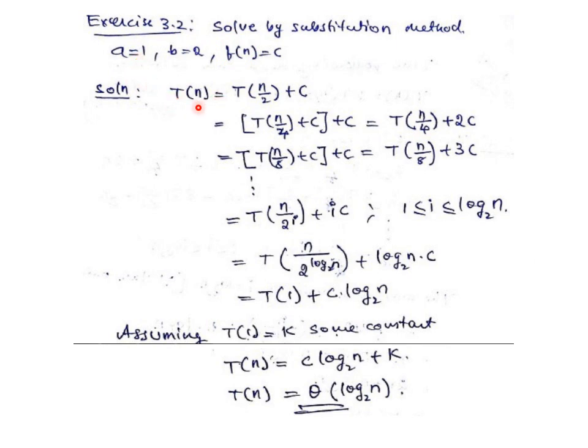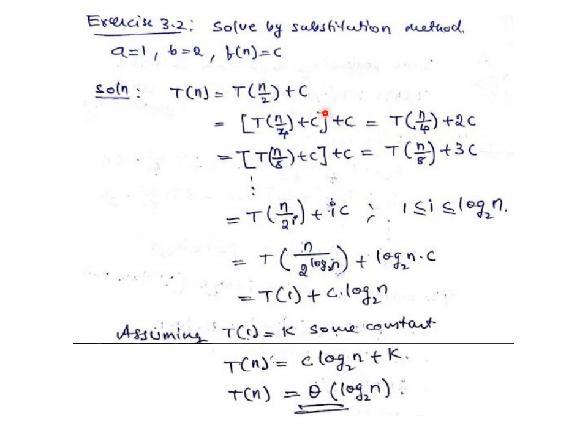It is very easy. T of n is equal to a, which is 1, into t of n by 2, b is 2, plus c. C is a constant, right? So now this is the recurrence relation when n is greater than 1, or n is large.